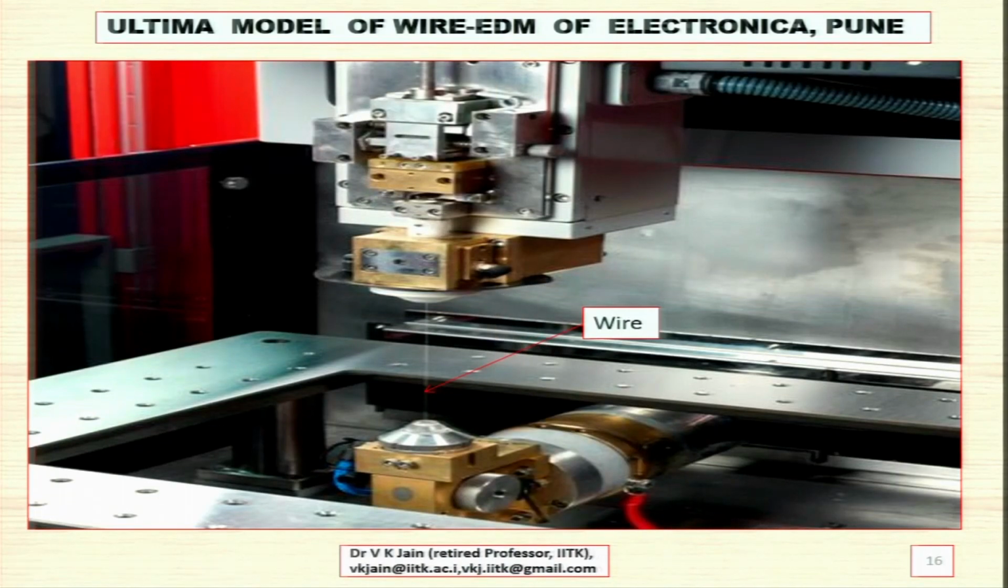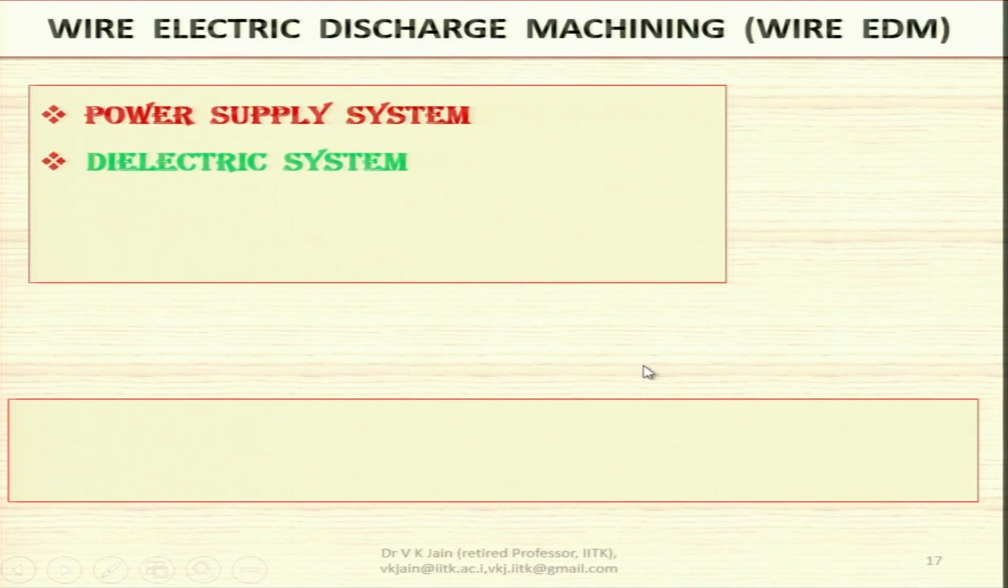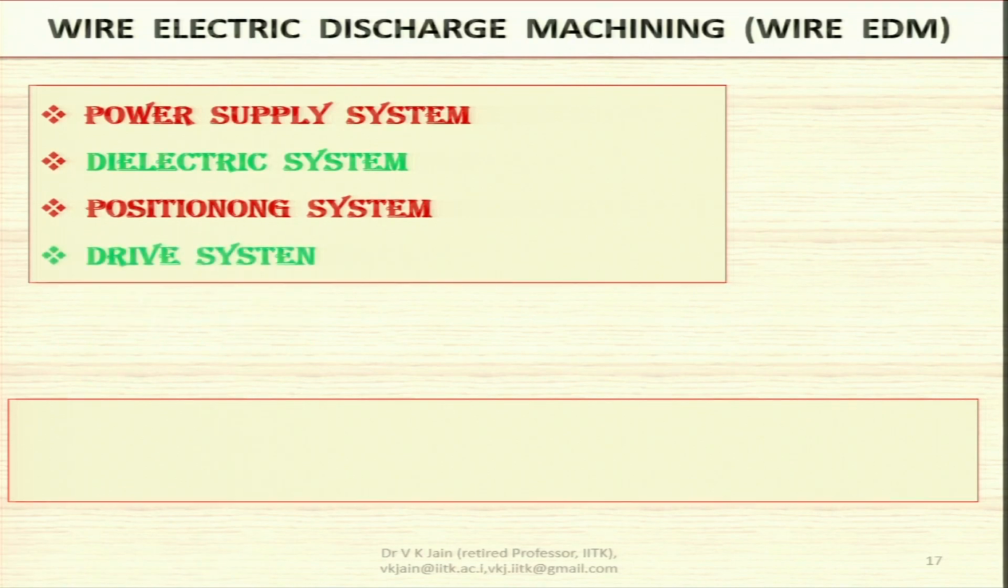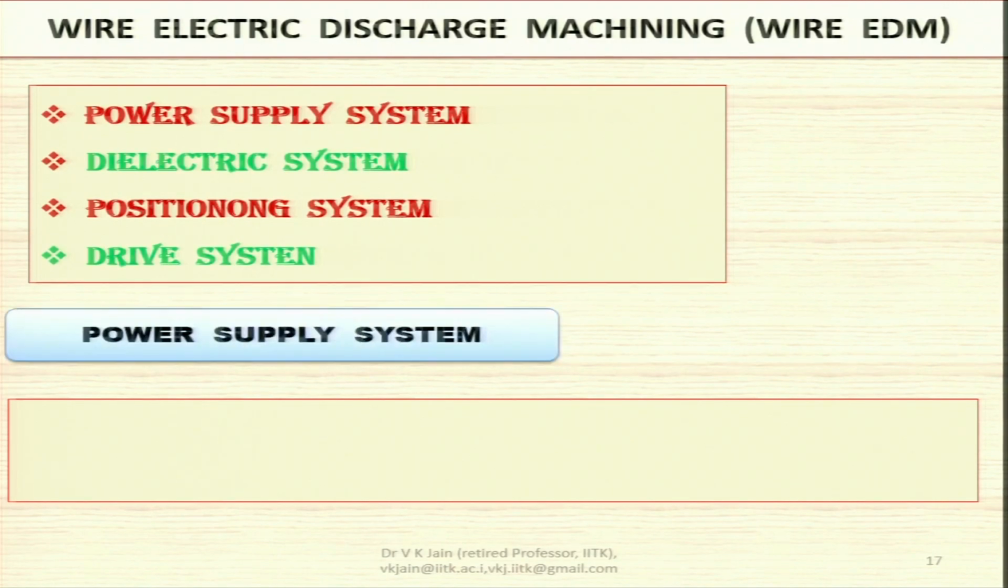You can see the internal view. Here is the wire, and this is passing through this. Here you will place the workpiece. Other arrangements are over here, and XY axis movement and Z axis movements are controlled with the help of the motor. Wire electric discharge machining, power supply system. These are the elements: dielectric system, positioning system, and drive system. So these are the four main elements of the wire EDM system.